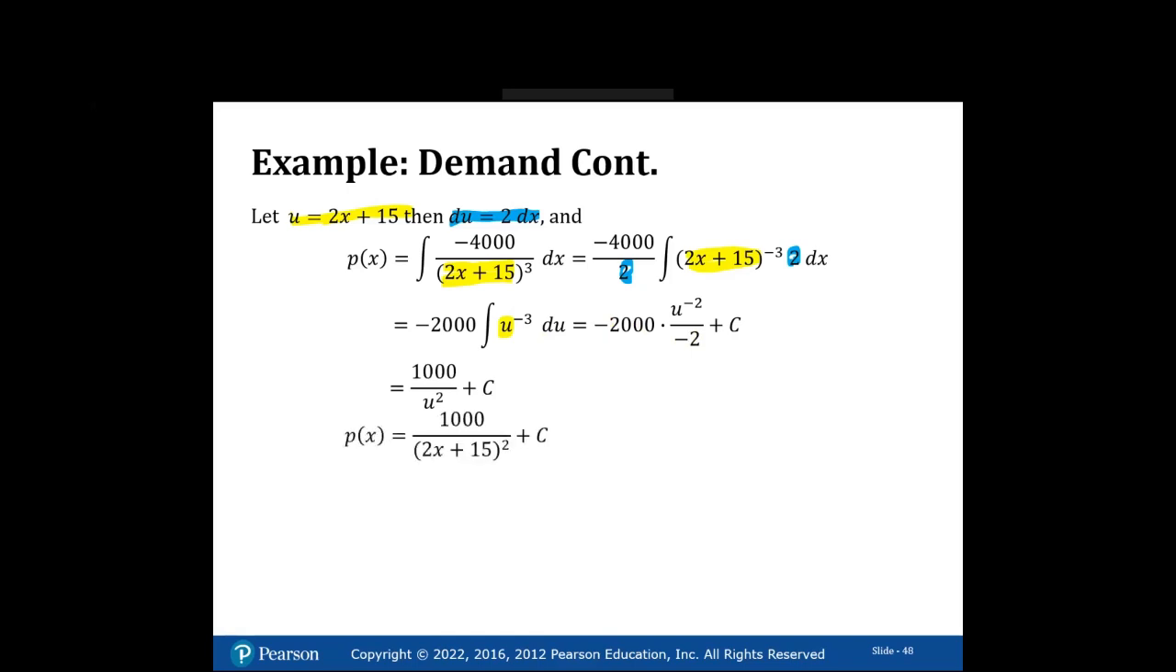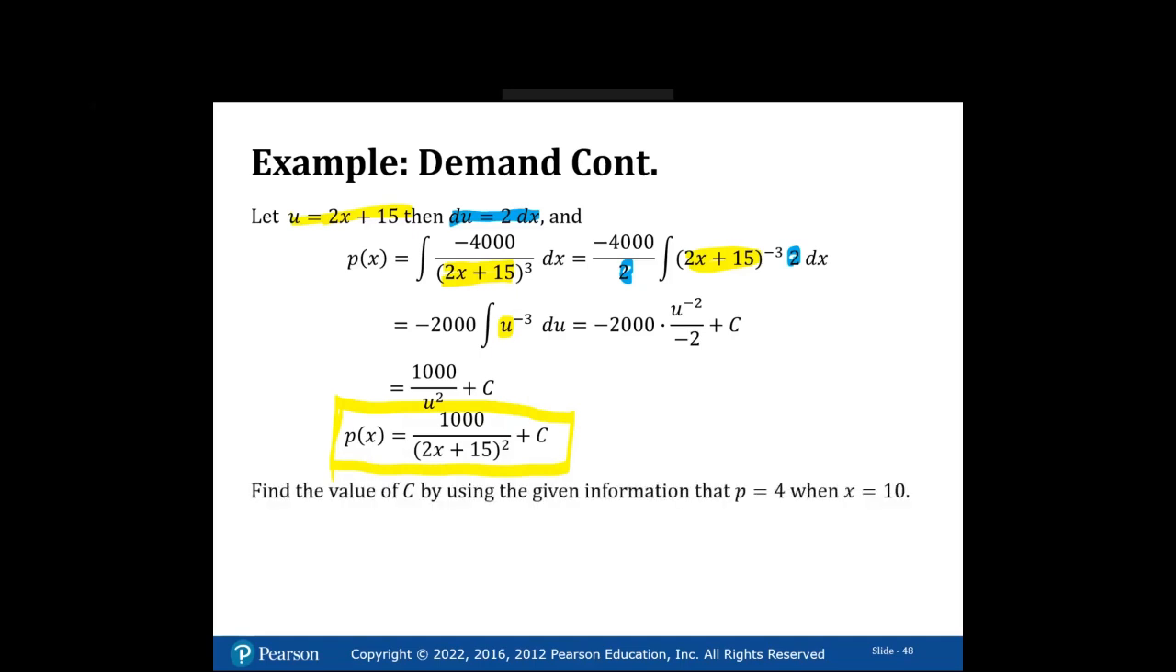And then plug back in 2x plus 15. So now I have my demand function. That part's done. But now I want the full thing with our initial conditions, right? 10 boxes for $4. So we know that p is equal to 4 when x is 10.